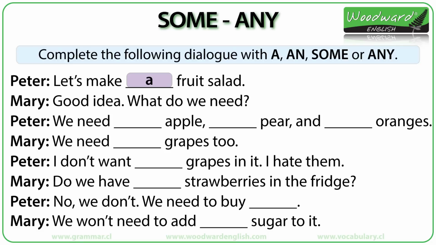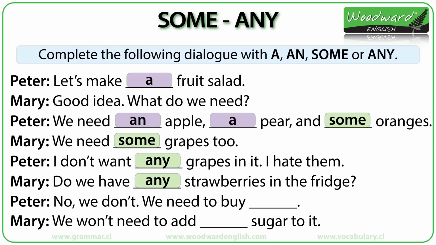Let's make a fruit salad. Good idea. What do we need? We need an apple, a pear, and some oranges. We need some grapes too. I don't want any grapes in it. I hate them. Do we have any strawberries in the fridge? No, we don't. We need to buy some. We don't need to add any sugar to it.